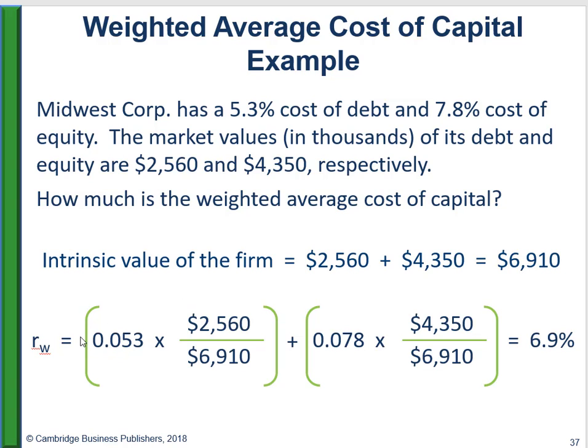So we're going to plug all those numbers into our formula. We compute the weighted average cost of capital, denoted as R_W, equals 0.053, which is the cost of debt, times the percentage of the intrinsic value of the firm that's debt, plus the equity side of the equation. And the weighted average cost of capital calculates to 6.9%.